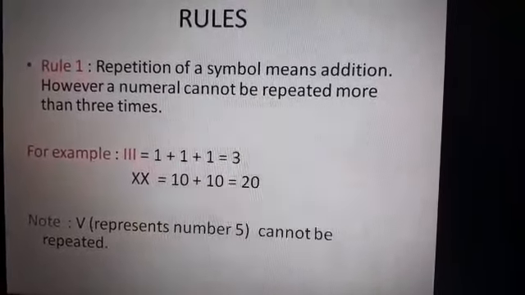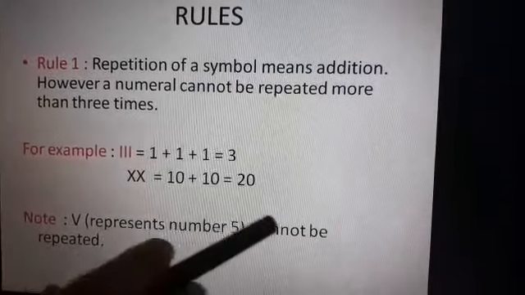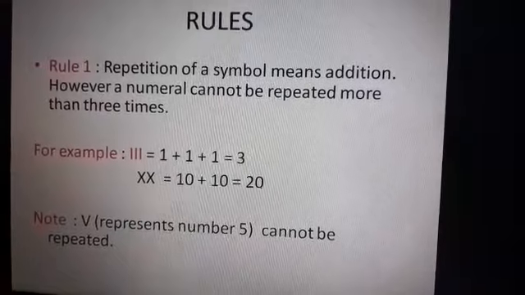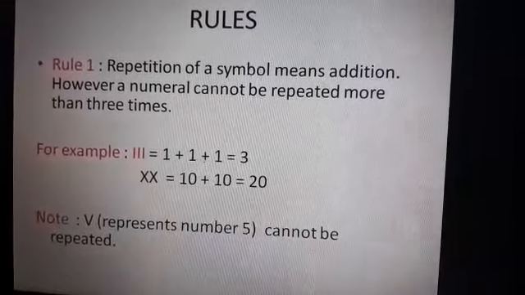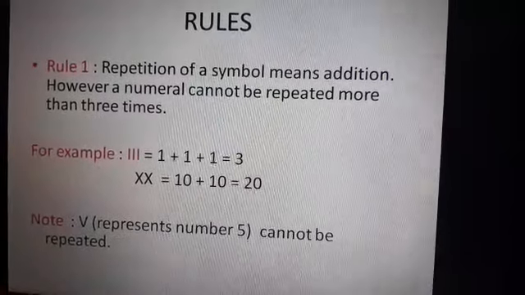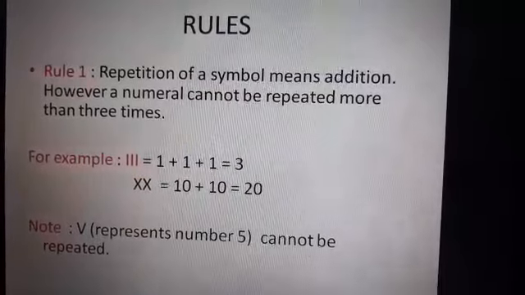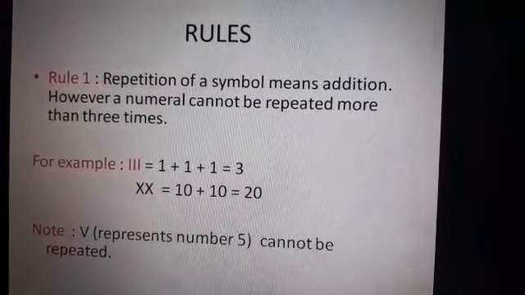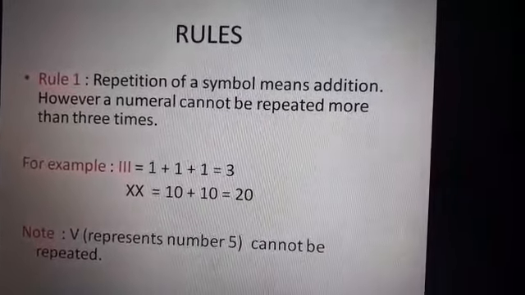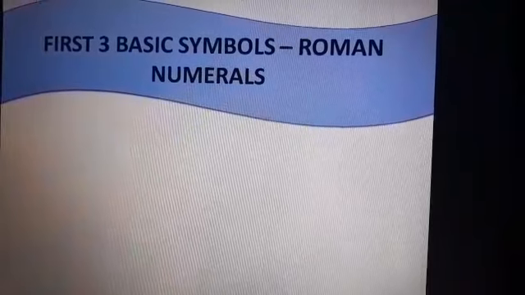Now what about symbol V? V represents number 5 and we cannot repeat symbol V. So which 2 symbols can we repeat? I and X. And how many times? 3 times, not more than that. And repetition means addition.